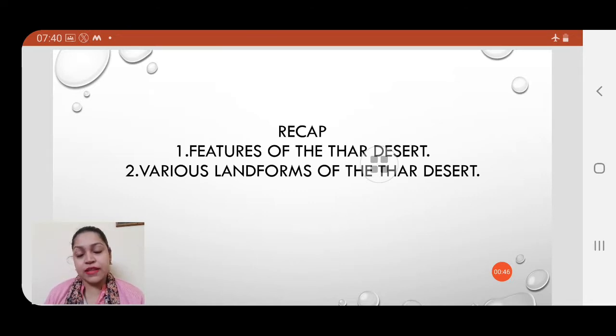The first feature is that the winds carried sand from different places and deposited it in the Thar Desert, and the Thar Desert took not one day, not hundreds of days, but thousands of years to be formed. Then number 2, the various landforms. We studied oases and sand dunes.